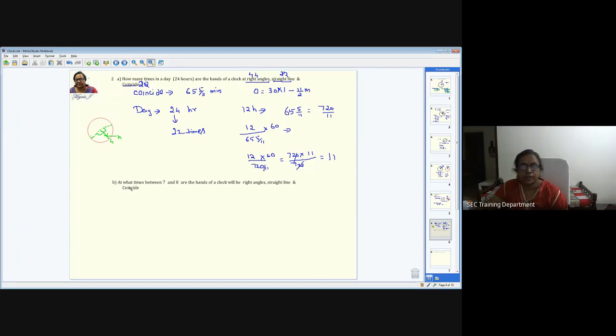At what time between 7 and 8 will the hands of the clock be at right angle, in a straight line, and coincide? The similar question, the same thing it is, but you're supposed to find out the time between 7 and 8 when it makes a straight line, when it coincides, and when it is at right angle. So now you have to go for the formula. How will you do this?